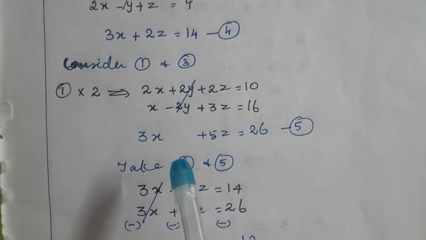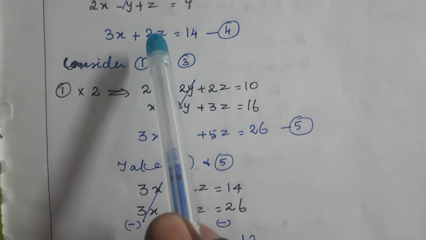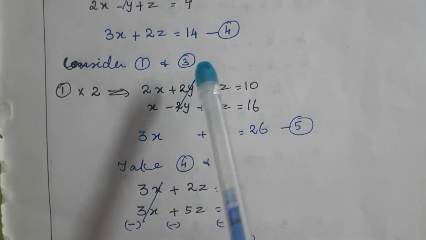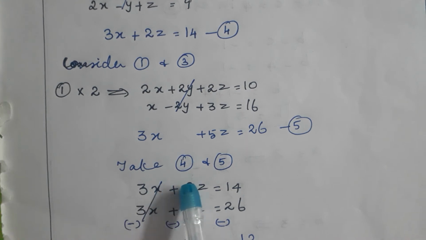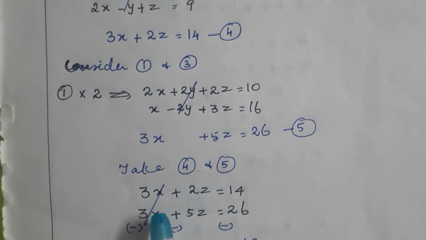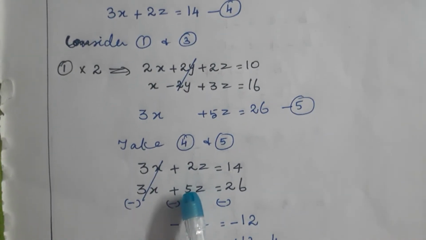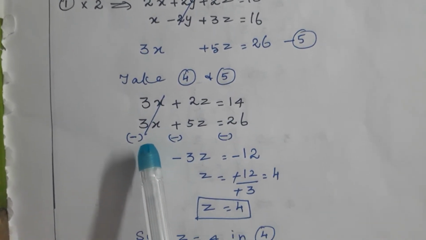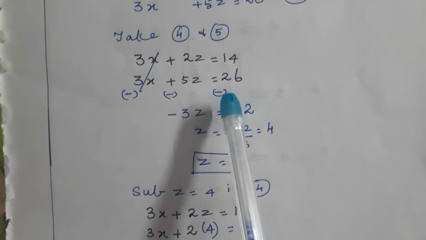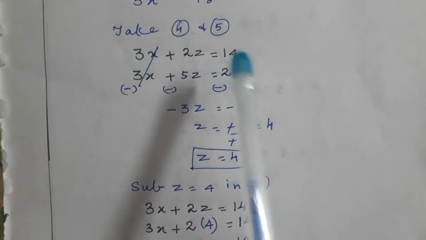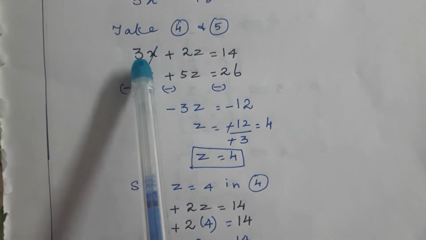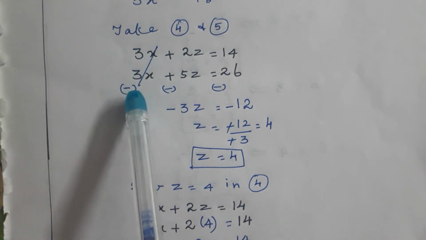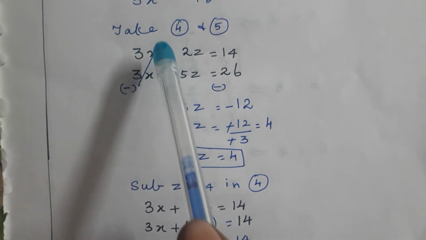Let us see how to get the value of x now. Take equations 4 and 5. The fourth equation is 3x plus 2z is equal to 14, and the fifth equation is 3x plus 5z is equal to 26. Now in these two equations, the coefficients are the same. Here I have 3 and here also I have 3. So automatically we can eliminate x.